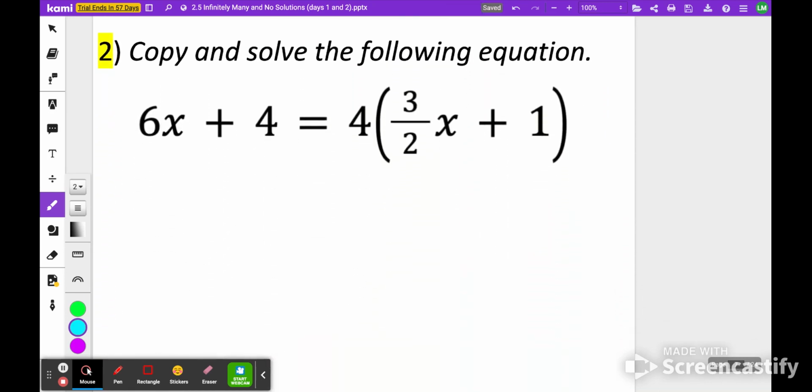Example 2, go ahead and copy and solve the following equations. When you are done, click play to check your work.